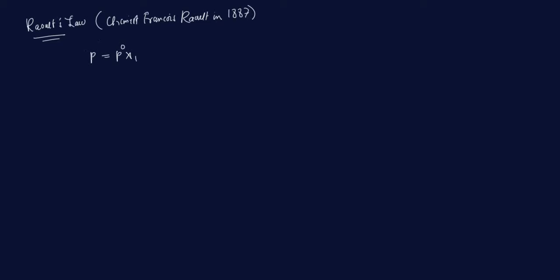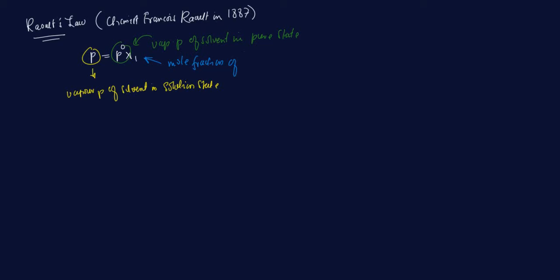So P is the vapor pressure of the solvent in solution state. P₀ is the vapor pressure of the solvent in pure state, and X is the mole fraction of the solute.